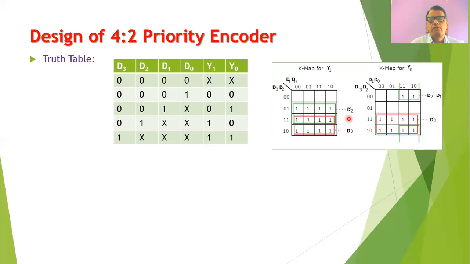Now from this Karnaugh map, once we solve them, then we can easily construct the equations for the outputs Y0 and Y1. So this block will correspond to the D2 and this block will correspond to the D3, and therefore we can write the equation for Y1 is equal to D2 plus D3. And similarly, we can write the equation for Y0 is equal to D2 bar D1 plus D3.